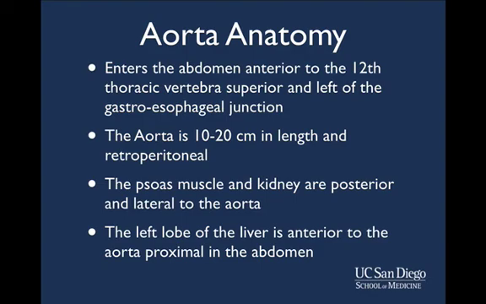The psoas muscle and the kidney are posterior and lateral to the aorta. The left lobe of the liver is anterior to the aorta, proximal in the abdomen. This provides a very nice acoustic window from the lateral view to visualize the inferior vena cava and the aorta.